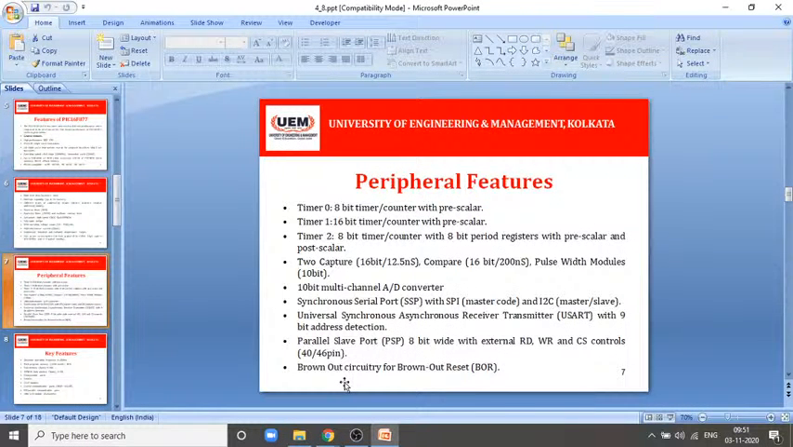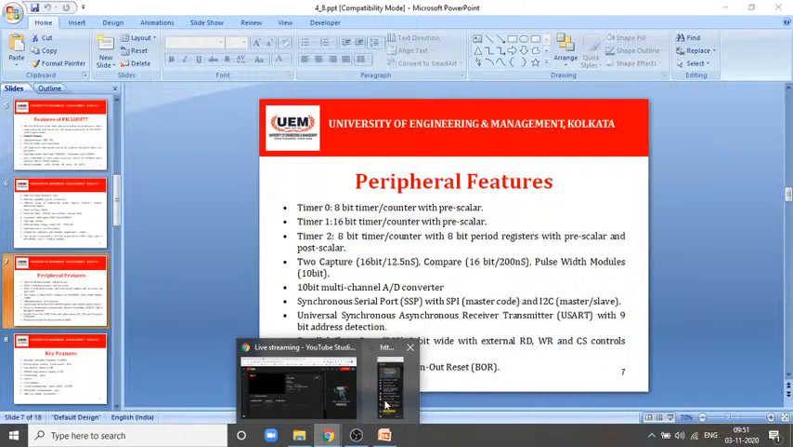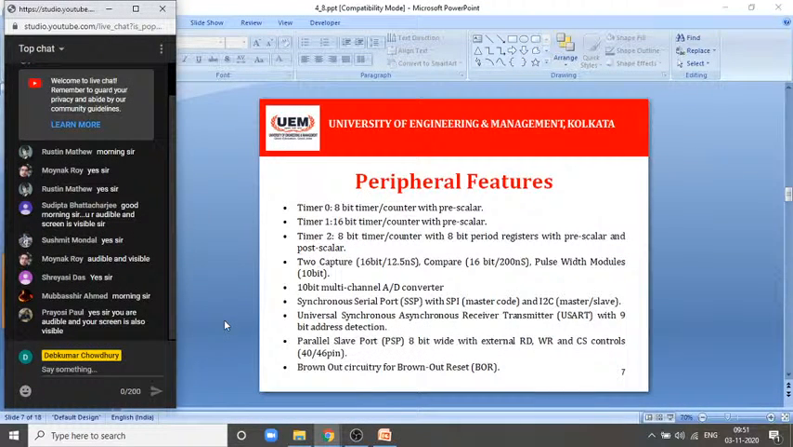Before moving to peripheral features, let me ask some questions. Let me take some questions from your side. If you have any question, please write it down in the chat box, or else we can continue with the peripheral features. If you have any question related to general features, or related to the introduction of PIC microcontroller, then you can ask.